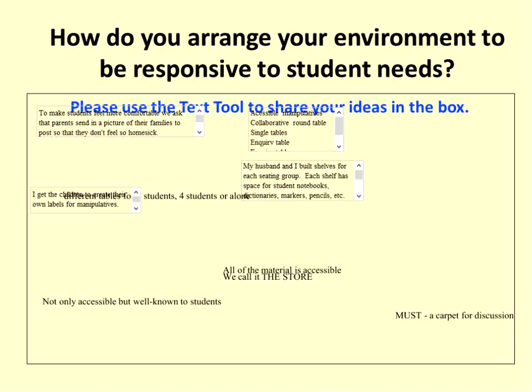Oh, I love the idea of the store. What a great one. For the person who wrote about the store, has anyone ever made signs for the store for the materials in it, or is it different? I'd just love to hear a little more about it.